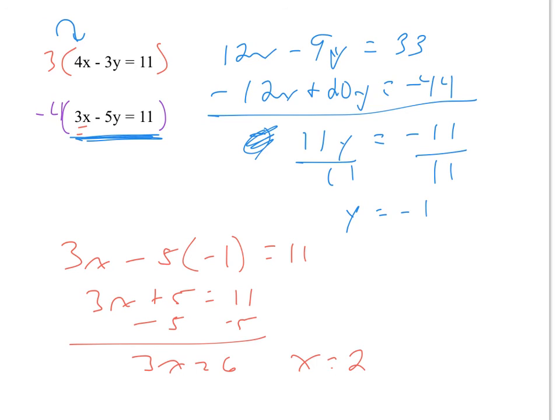So therefore now my ordered pair is x equals 2 and y equals negative 1. My ordered pair is 2 comma negative 1.